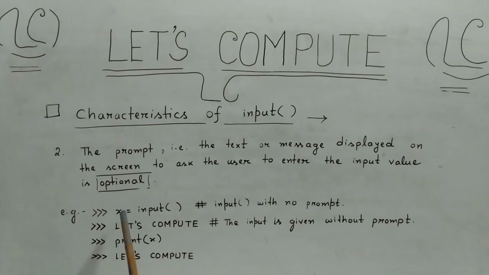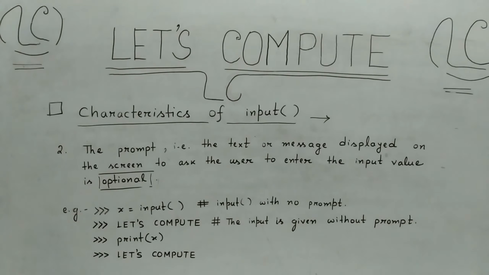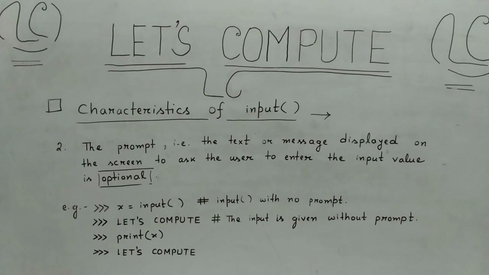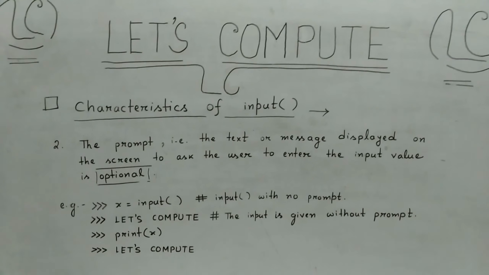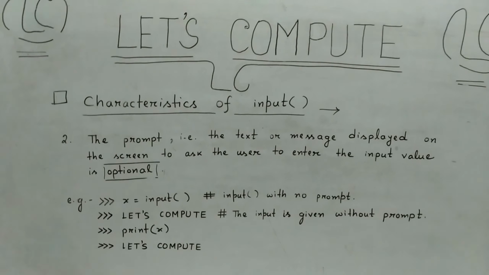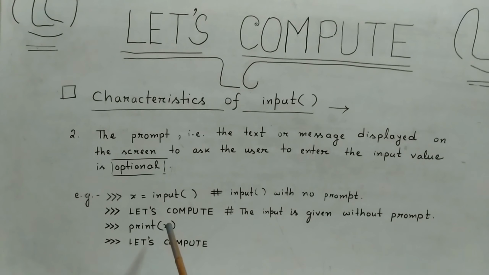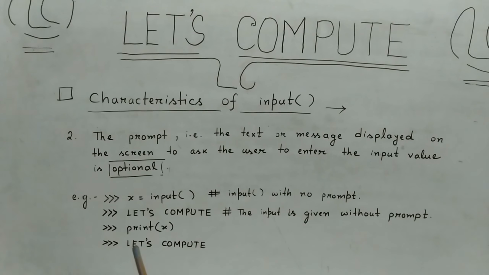Let us have an example. x equals to input, no prompt message is written here. In the input terminal, you have to input the value without any prompt message. And now, whatever you have given is pointed by the variable x. Now you have written print x, so the output would be displayed like this.